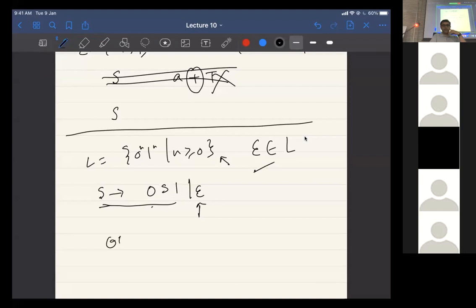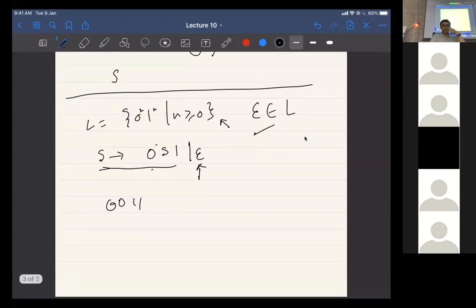So if we have 0, 0, 1, 1, then we know that we can apply this first rule twice, and the third time we would apply with empty, and we would get this string. So all the strings which are generated by this grammar are exactly the same strings which are in this language. And in this language, there is no string which cannot be generated by this grammar. So this grammar exactly describes or generates this language, right? So this is how we design grammars.